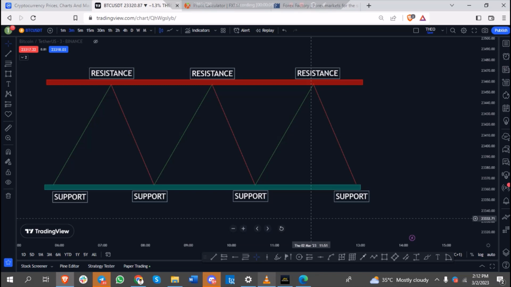You might have been hearing the word support and resistance. It's a widely used concept in the financial markets. And in this video, we will be teaching you how to use support and resistance like a pro. Do you want to know how to use support and resistance like a pro? Alright, then follow me to the end of this video. Let's go.